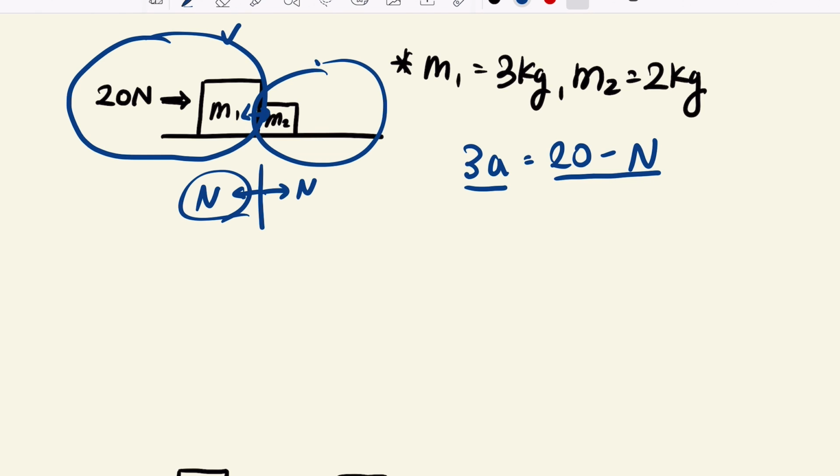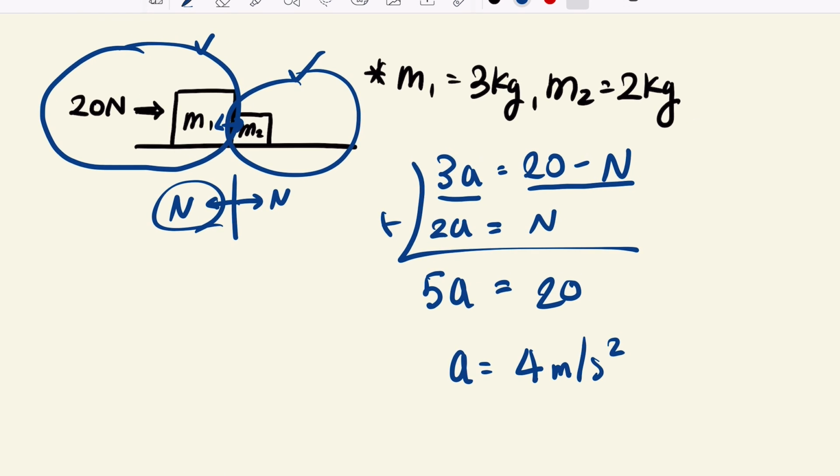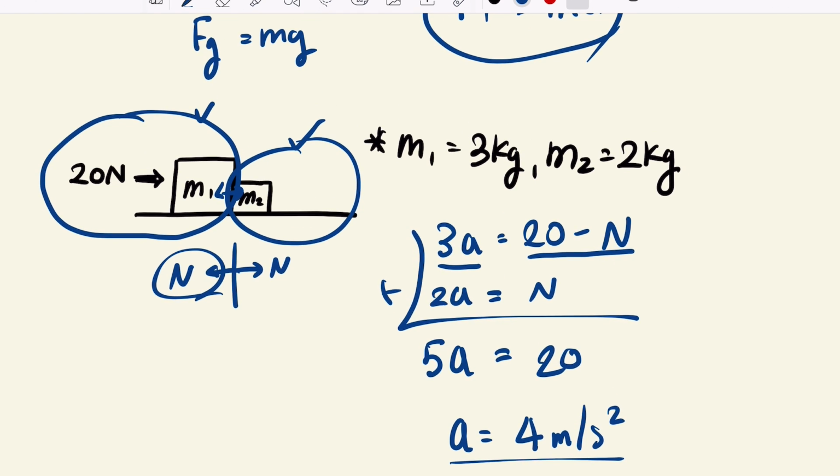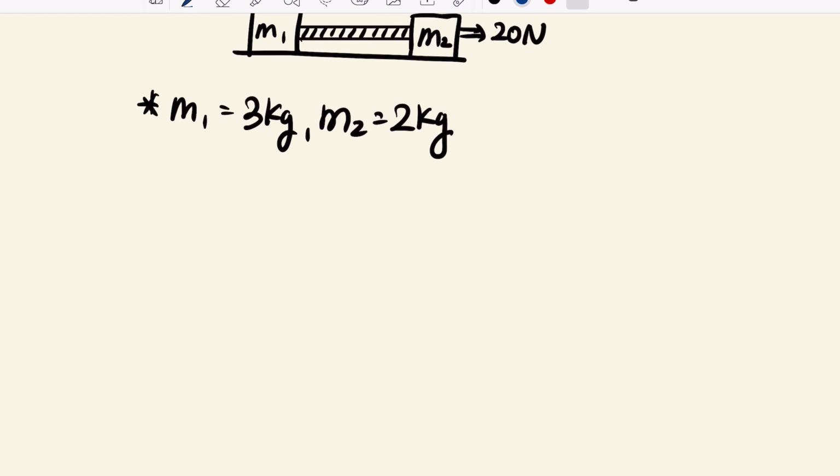The second equation for this box would be 2a equals n, because n towards the right direction is pretty much the only force that is being acted upon the second box. So if we add these two equations, we get 5a equals 20. So therefore, a equals 4. The unit for acceleration is always meters per second squared, so from this we can find out that the acceleration is 4 meters per second squared. Moving on to the next example.